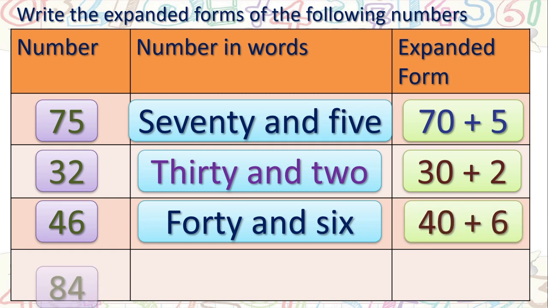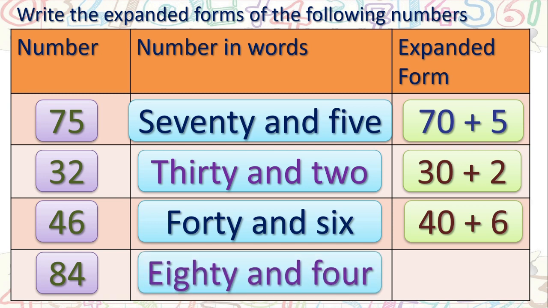Last number, 84. Here we can write 80 and 4. That is nothing but 80 plus 4. Right? I hope you understood how to write the expanded form of a given number.